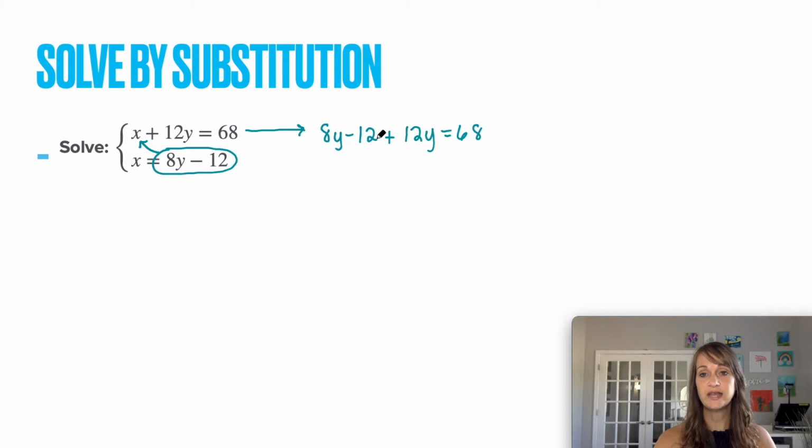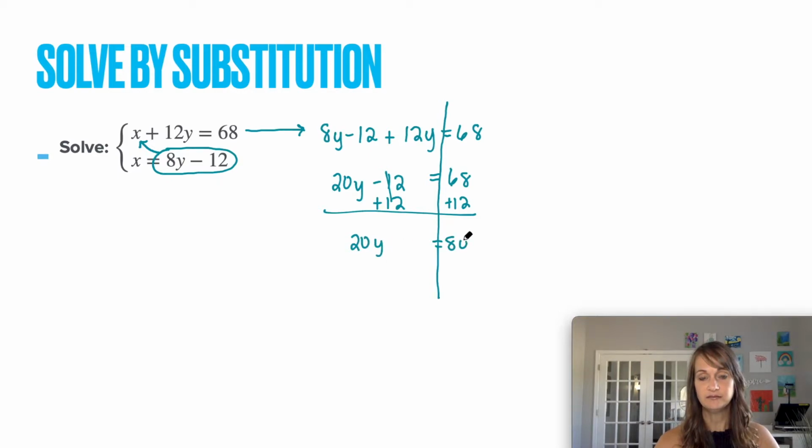At this point, we now have a multi-step equation that we can solve. 8y and 12y are on the same side of the equals, so they need to be combined into 20y. Minus 12 equals 68. To solve, I'm going to add 12 to both sides. I will get 20y equals 80. And now the last step is to divide by 20. And so y equals 4. We have now found one part of our solution.